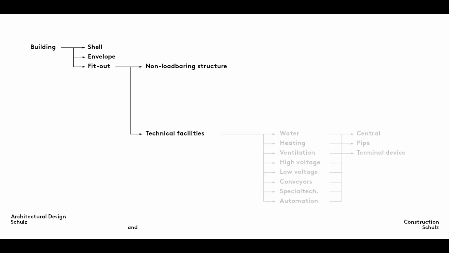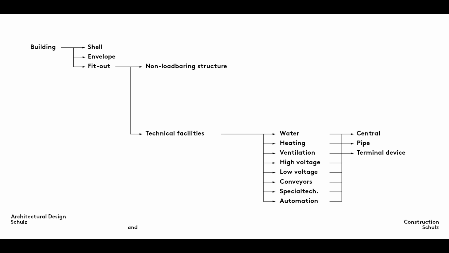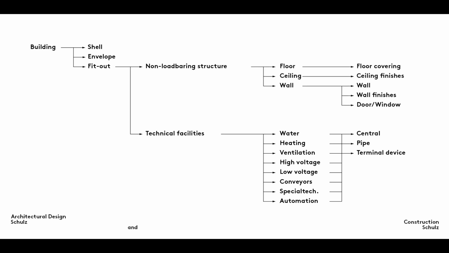A fit-out is divided into two separate areas, one dealing with the non-load-bearing structure, the other with the installation of technical facilities including, for example, heating, water and electricity services. The non-load-bearing structure is further divided into floor, ceiling and walls.